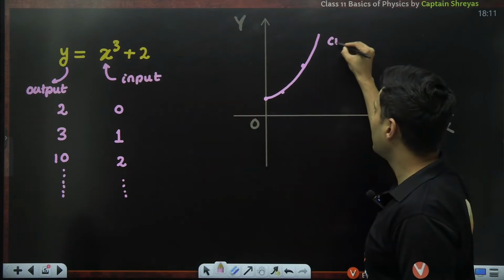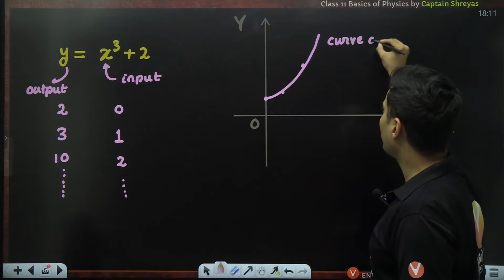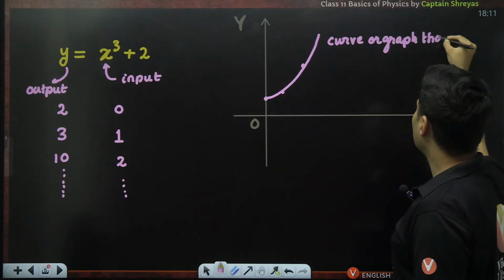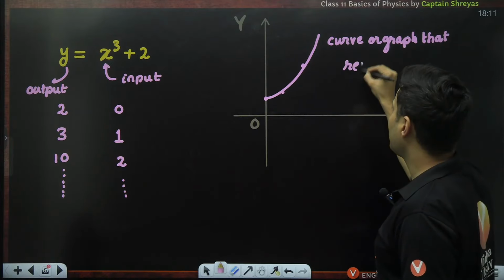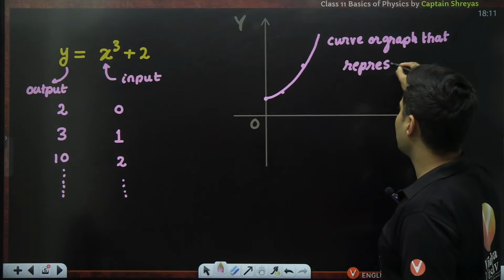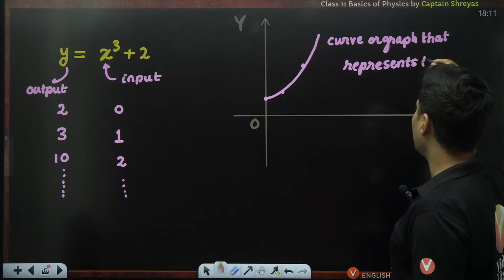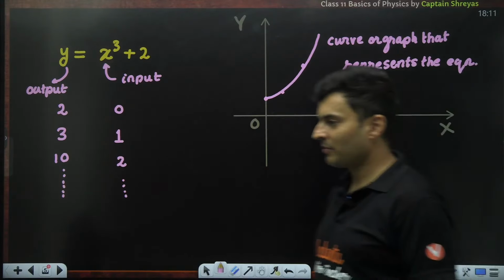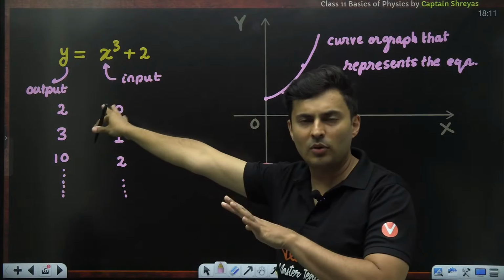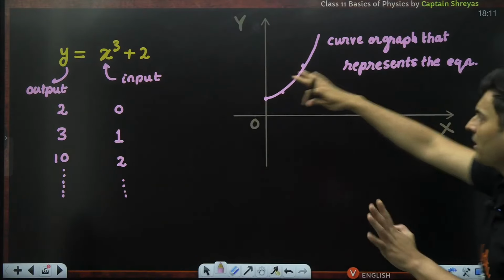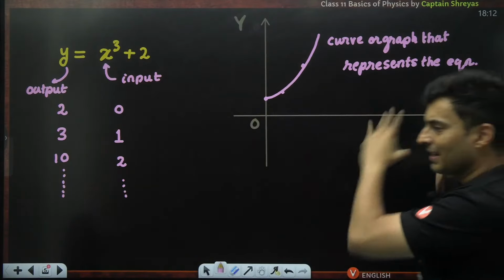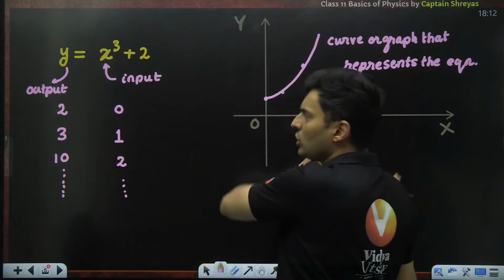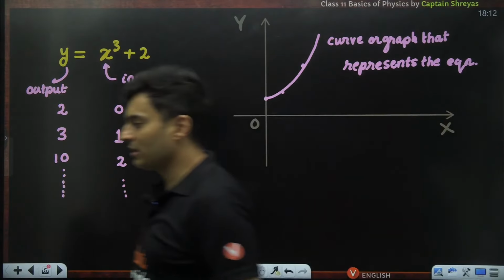So this is that curve, or basically that particular graph, that represents the equation. So this is analytical, pure formula based, numbers based. This is visual, this is graphical. Every formula can be converted into graphical. You can also do graph to formula, but that is more tedious.